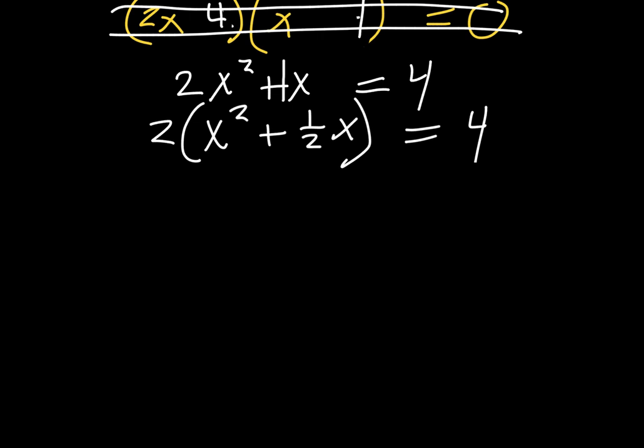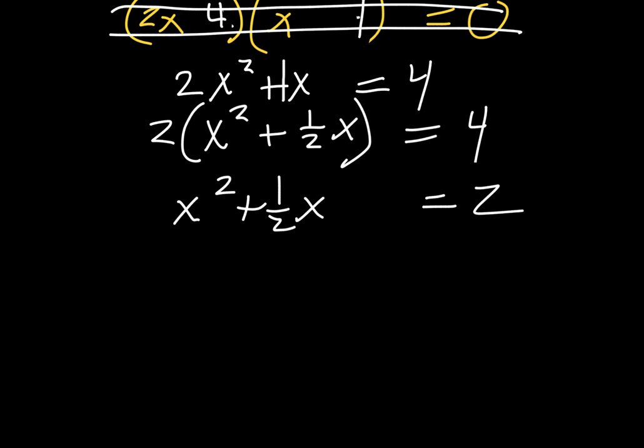And then typically, what I recommend folks do is go ahead and divide both sides by 2. So now I have x squared plus a half x equals 2. If I divide everything on the left by 2, the 2's reduce. Divide everything on the right by 2, I have 2. 4 divided by 2 is 2.